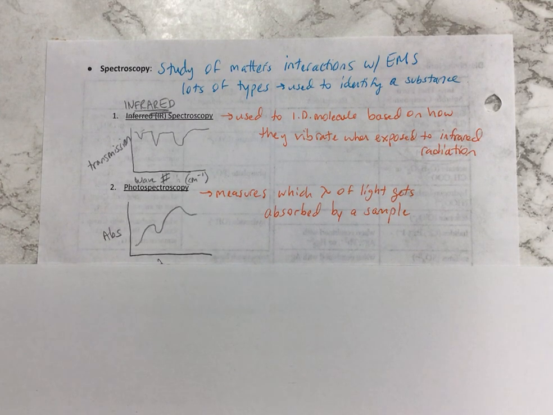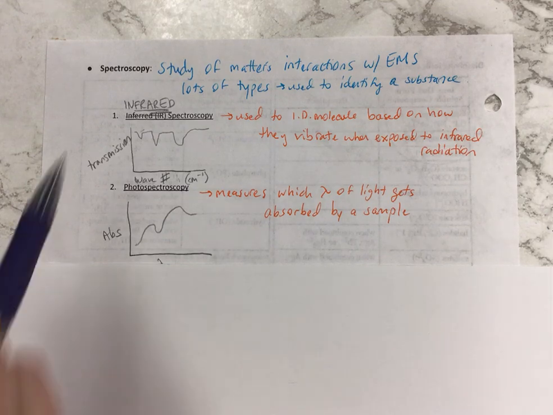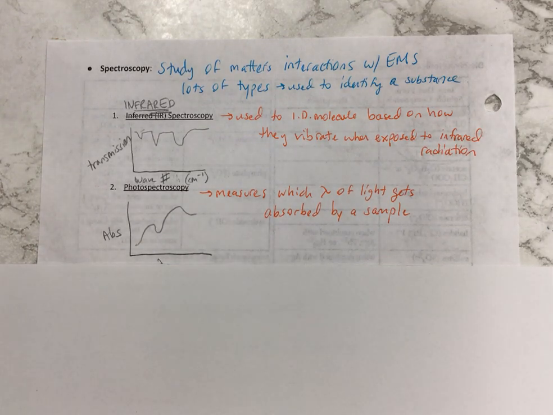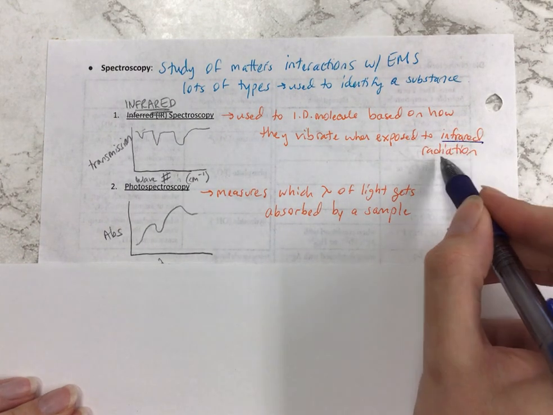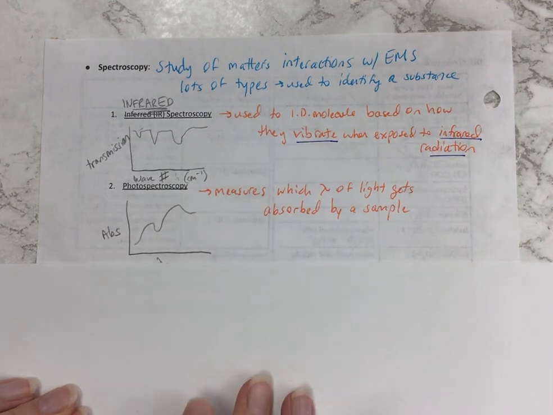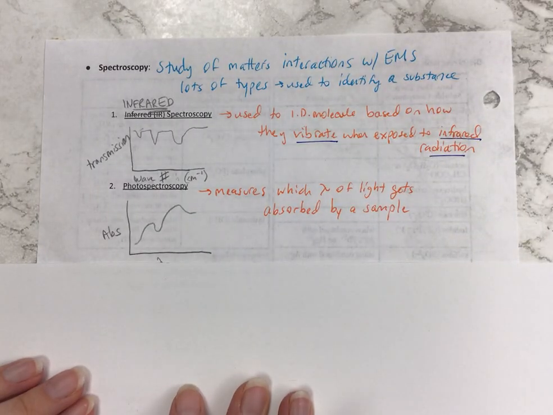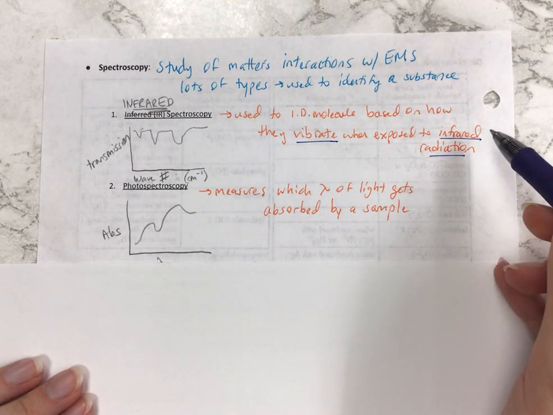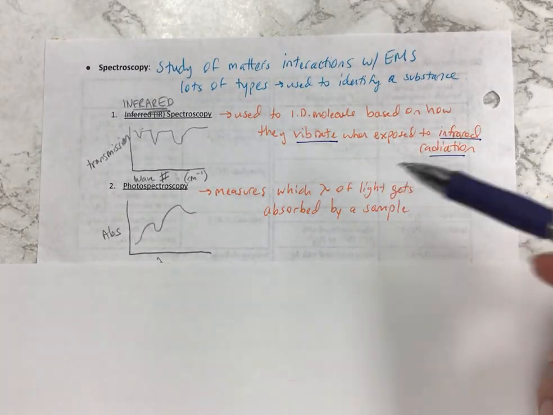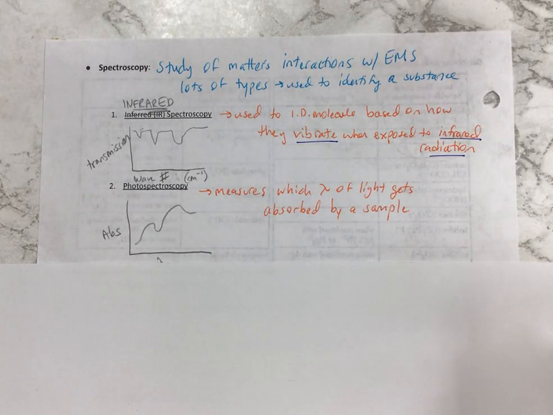The first type is infrared spectroscopy, IR spectroscopy. I gave you a little example of the graph there. We have wave number in centimeters to the minus one, so one over centimeters, and transmission on the y-axis. It's used to identify molecules based on how they vibrate when exposed to infrared radiation. So infrared radiation is going to tell us about vibration. And infrared radiation we feel as heat, so I like to remember that because vibration is movement, and we can only feel infrared, we can't see it. That's how I like to remember that one.